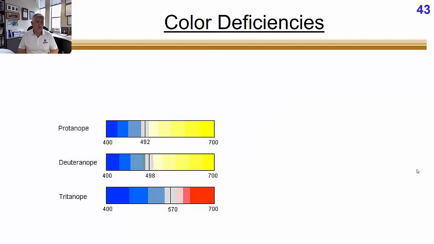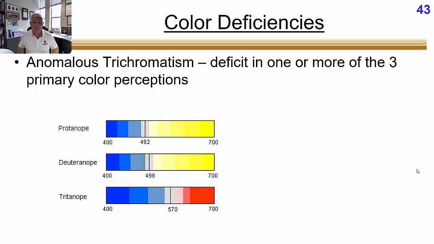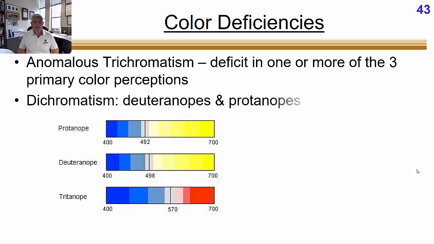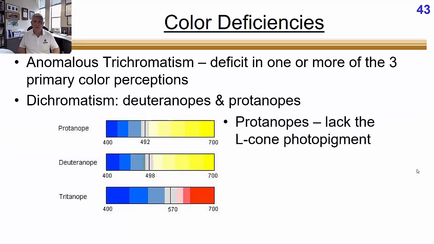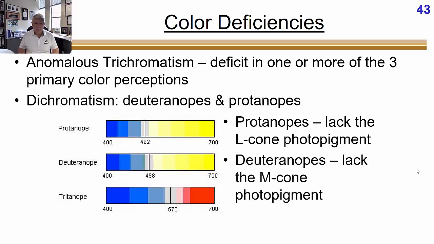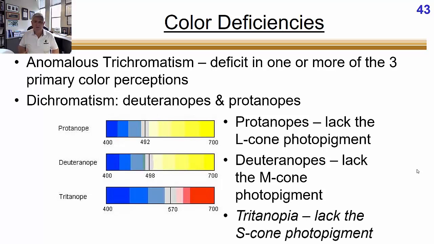Okay, let's take a minute and talk about color deficiencies, right? Color blindness. Color blindness occurs when we have a deficit in one of those cone photopigments. And there's two main sort of cases that we call dichromatism, where you have two photopigments instead of three. And the most common of those are deuteranopes and protanopes. So protanopes lack the L photopigment. Deuteranopes lack the M photopigment, the medium photopigment. It's very rare to get tritanopia, which is where you lack the short cone input.